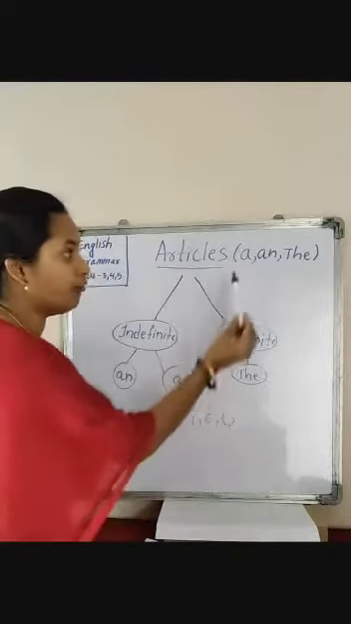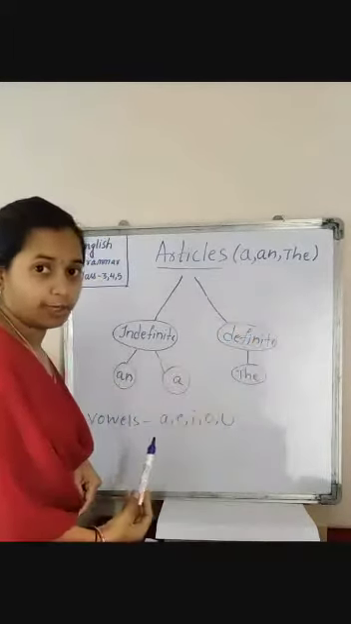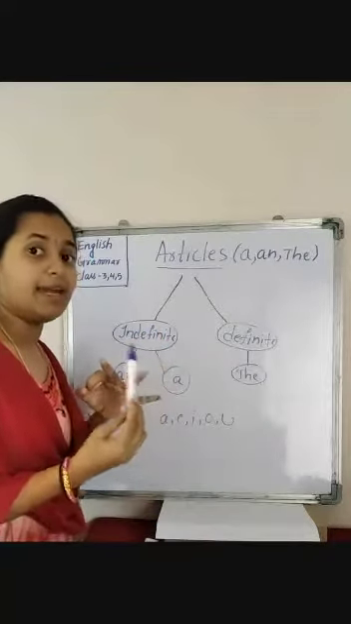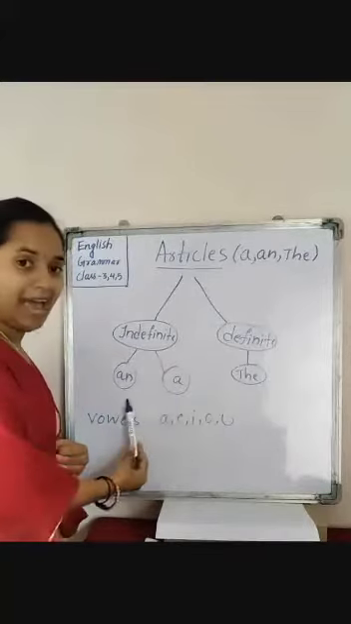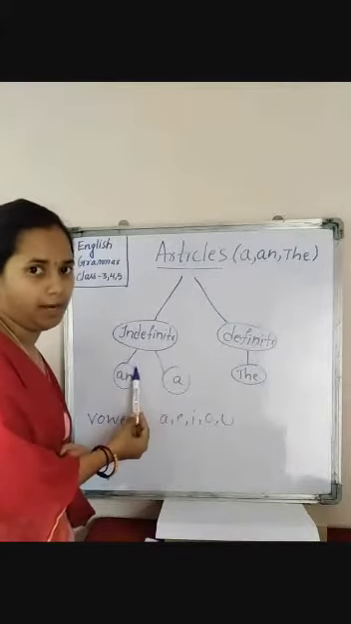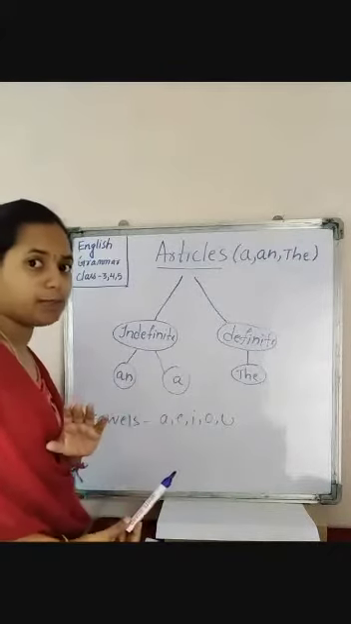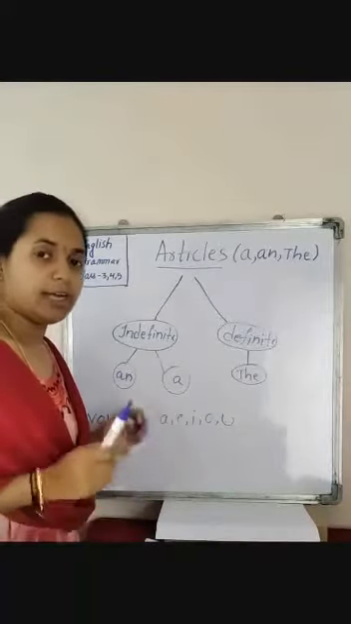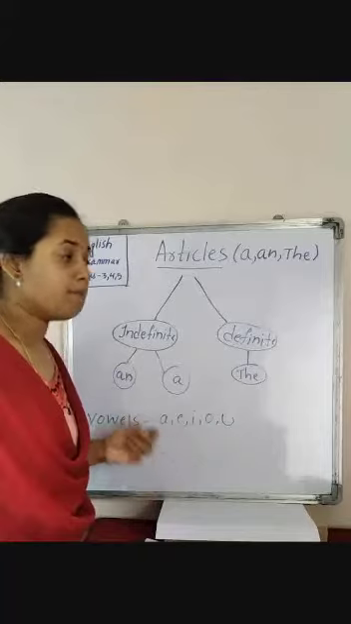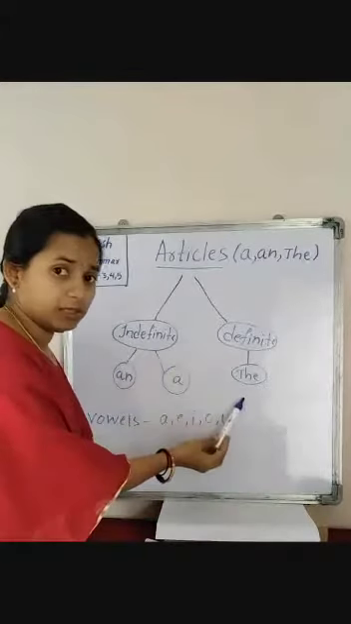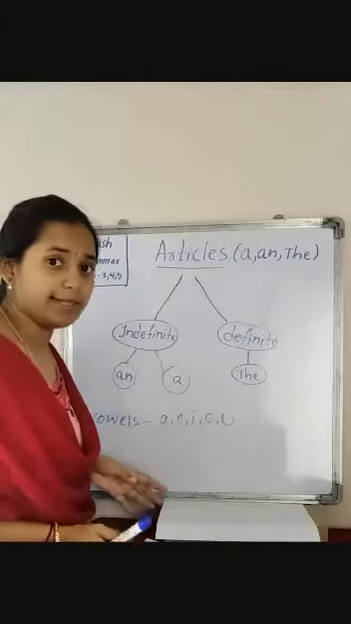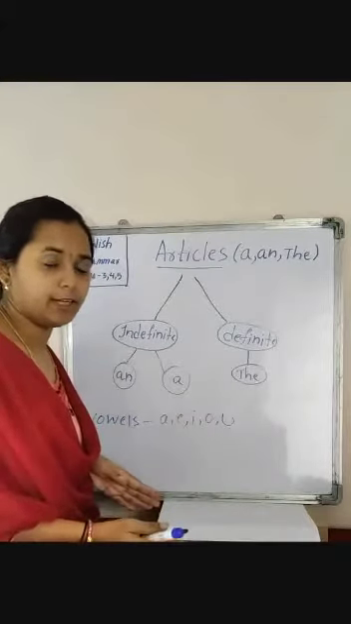Okay? So out of these three articles, a, an and the, a and an are your indefinite articles. You have to completely keep in your mind that a and an are your indefinite articles. And the third one, the, is called the definite article. Okay kids? I hope this is particularly clear to you.